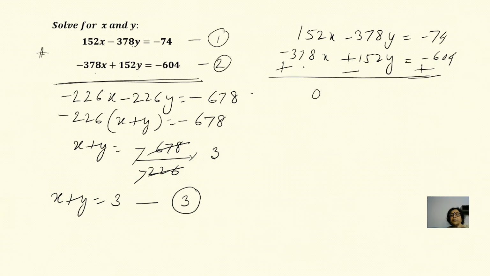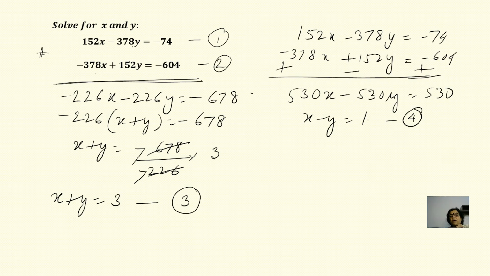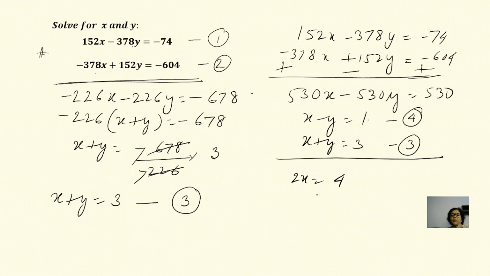So we get 530x minus 530y is equal to 530. So we get x minus y is equal to 1, taking out 530 common. This becomes equation number 4, and x plus y is equal to 3 is equation number 3. Now we solve these two simple equations. We get 2x is 4, which implies x is 2. If x is 2, y has to be 1 because x plus y is 3. So the solution set is x is 2 and y is 1.